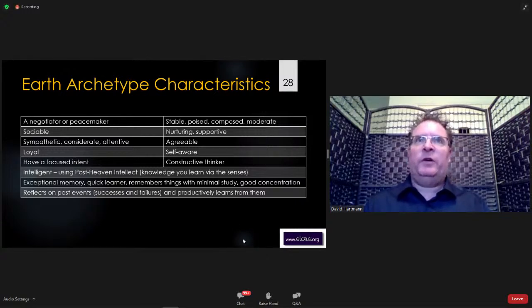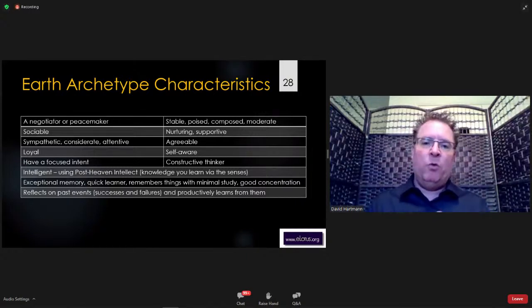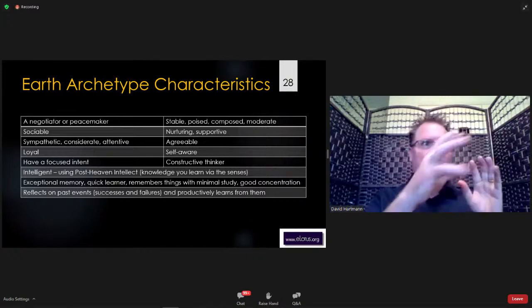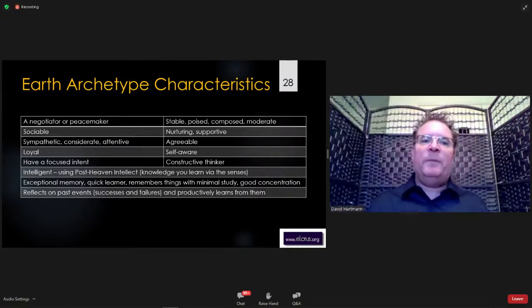You're much more likely to keep up with the willpower to follow through to the end when it's you that's thought it. The earth archetype has a lot of intelligence, just like all the other archetypes do. They use more the post-heaven intellect. A lot of the senses are being activated all the time for them. We'll talk about that more in detail a bit later, but it's knowledge you learn via the senses. So they're spotting what's going on through the use of their senses. Exceptional memory, quick learners. They remember things with minimal study, good concentration.